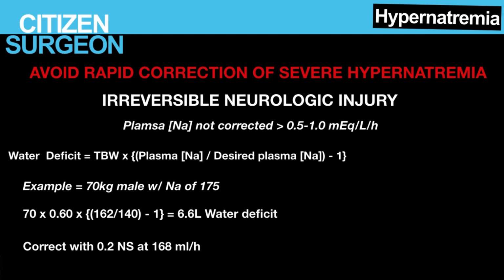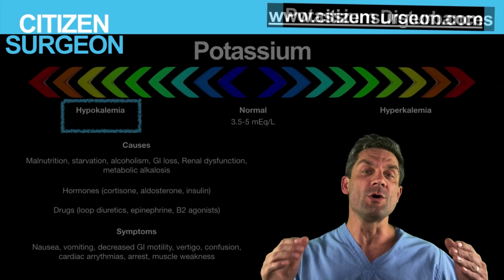So in this patient, you would want to replenish their volume with normal saline until you had tissue perfusion, and then you'd want to look at what's their water deficit. So 70 kilos times 0.60 times 162, or their measured sodium, over 140 minus 1 means they have a 6.6 liter water deficit. So could you do this? You could correct this with quarter normal saline at 168 mLs per hour. And that would give you your desired plasma sodium concentration. So sodium, that was a big one. Let's go to the next big one.